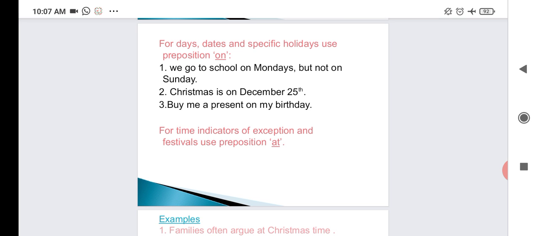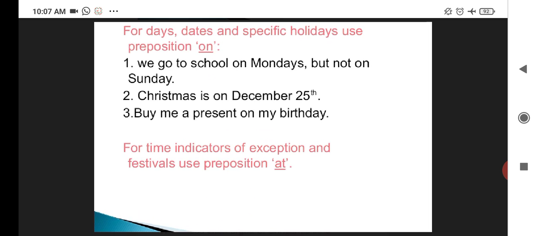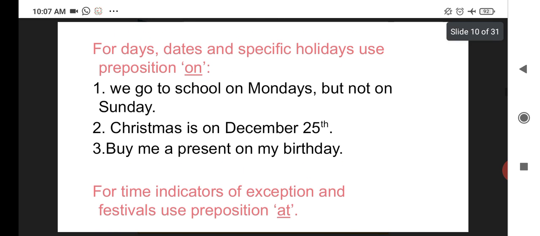For days, dates and specific holidays, use preposition on. We go to school on Monday, but not on Sunday. Christmas is on December 25. Buy me a present on my birthday.